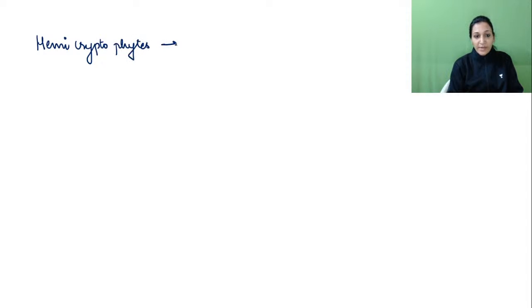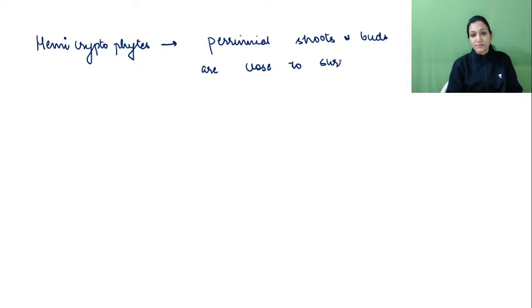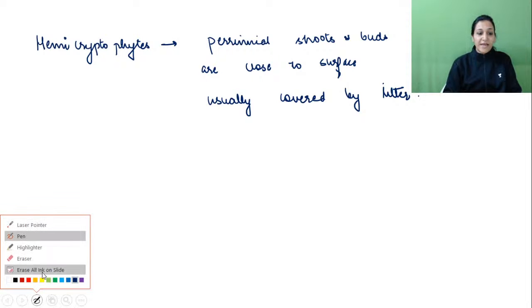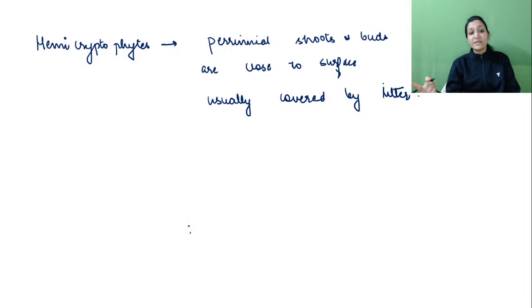Hemicryptophytes. So what are hemicryptophytes? They are the perennial shoots or buds, just like above what we have seen, and are close to the surface, and they are usually covered by litter. Hemicryptophytes.